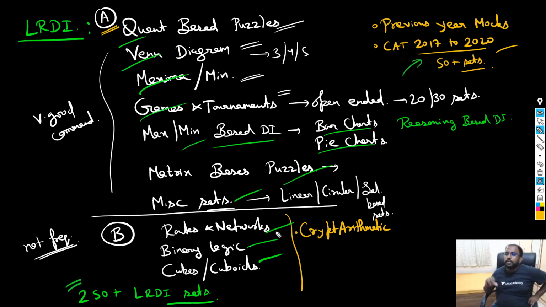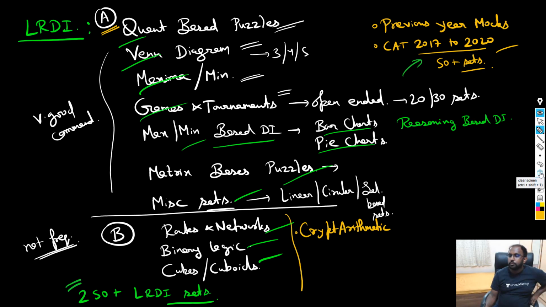They have asked a couple of sets in XAT also previously. XAT sets, CAT sets, these have also been asked here. So you can include some cryptarithmetic also in LRDI. So you can solve all these sets. Okay, fine.